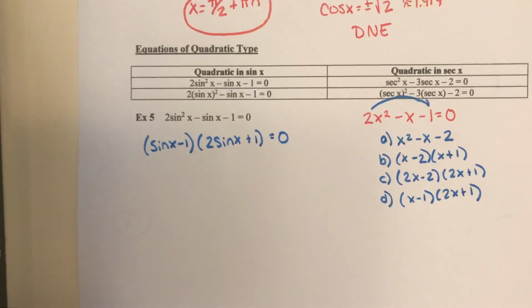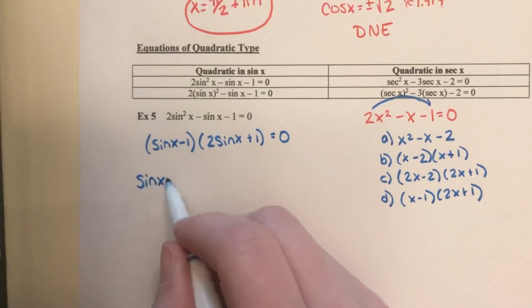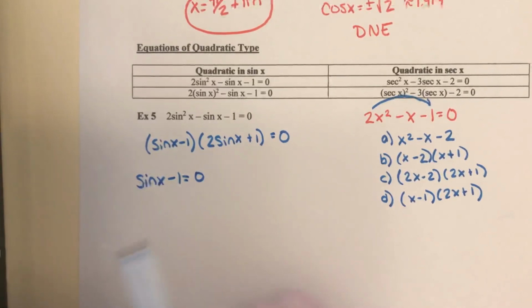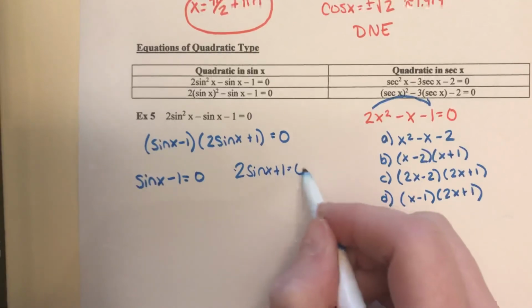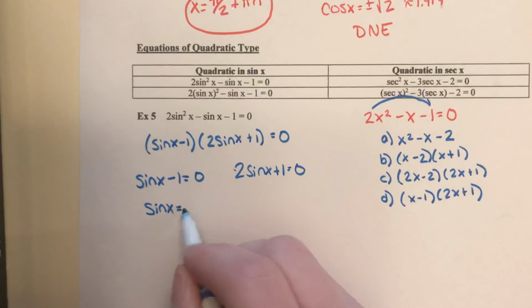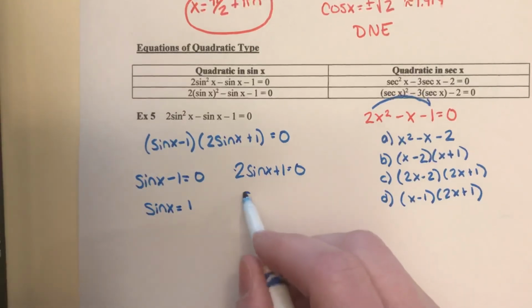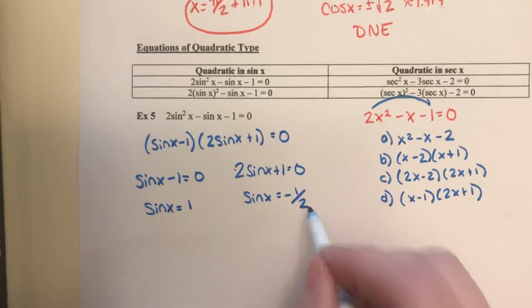So I've got this all factored. I'm now going to solve. I'm going to set each part equal to 0 and solve. So over here, I'm going to add 1. That gives me sine of x equals 1. And over here, I would subtract 1 and divide by 2.